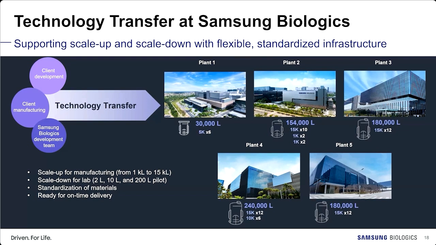For Plant 3, Plant 4, and Plant 5, we have a dual purification suite, which can further accelerate the delivery of the product. Our MCell Lab is capable of executing 2-liter and 10-liter bioreactors. We also have a pilot lab that can execute 200-liter pilot models for process robustness and consistency. Process and materials are standardized to minimize the risk and to ensure on-time delivery when we perform the technology transfer.